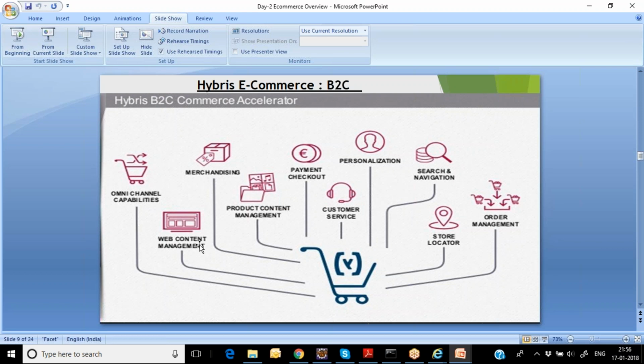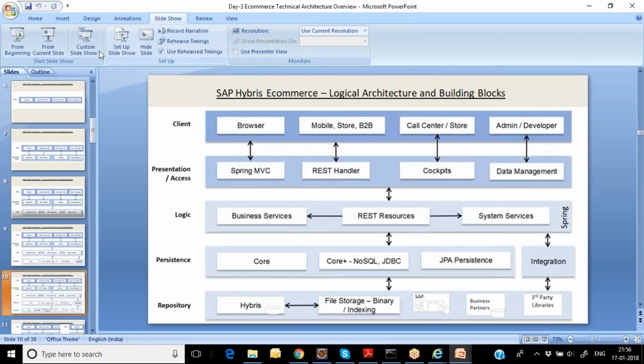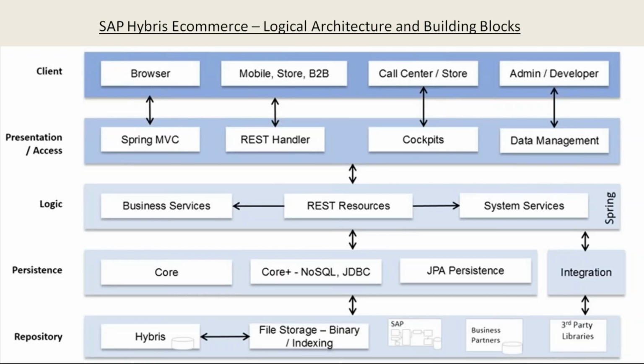Okay. So there are 5 layers you showed, right? In each layer, what software or module? You are talking about this one. Yes, here see the browser. We are going to use Spring MVC technology, whereas for mobile, store and B2B we are going to use RESTful web services, and for call center and store we can use the cockpits. For system and developers, we are going to use the Hybris administration cockpit to interact with the system. That is what you can see here.